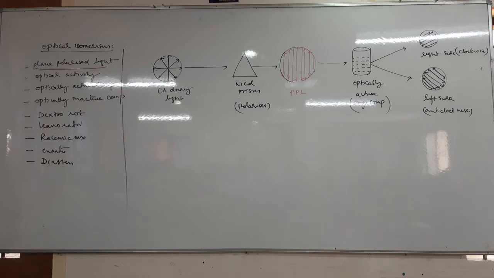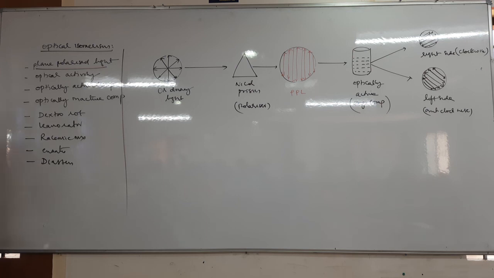When it is passed through the Nicol prism (polarizer), the vibrations are adjusted in a single plane, which is called plane polarized light.